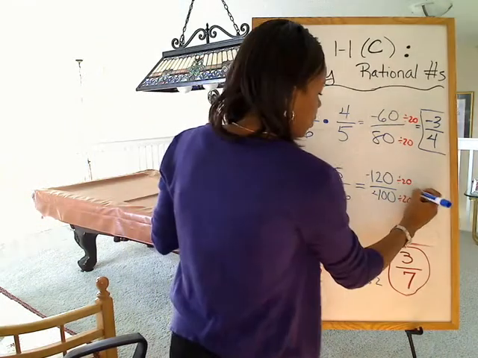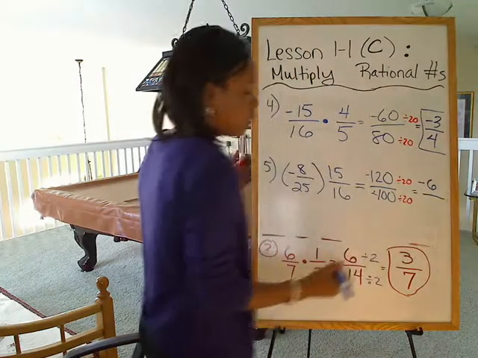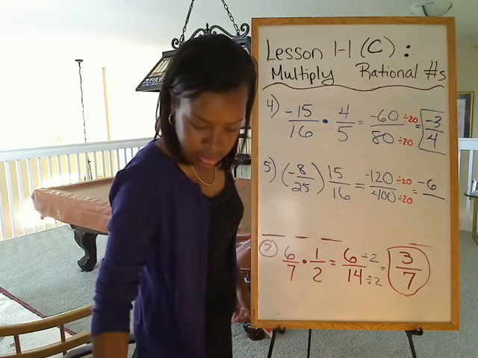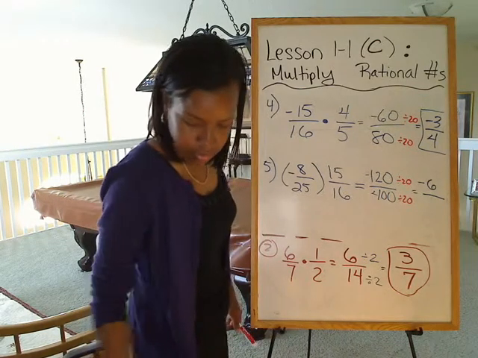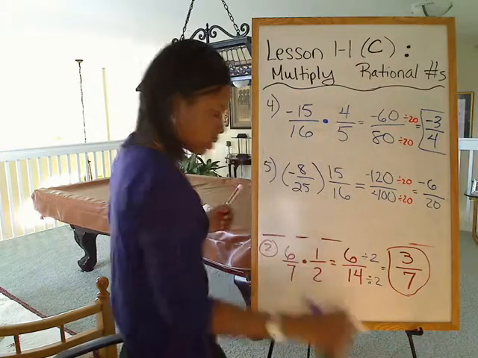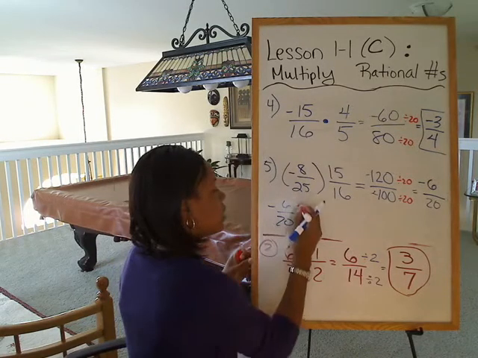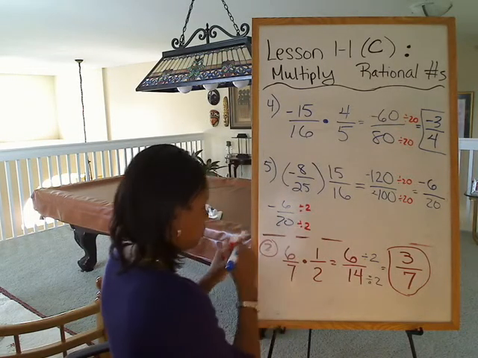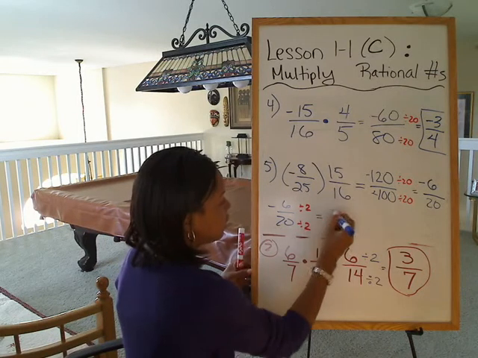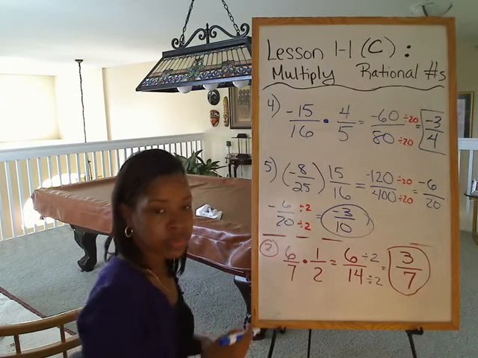-120 divided by 20 gives you negative 6. 400 divided by 20, I believe, gives you 20. Yes, it does. And I can divide that by 2. Negative 6 over 20, divide by 2, and I get negative 3. 20 divided by 2 is 10. Final answer, negative 3 over 10.